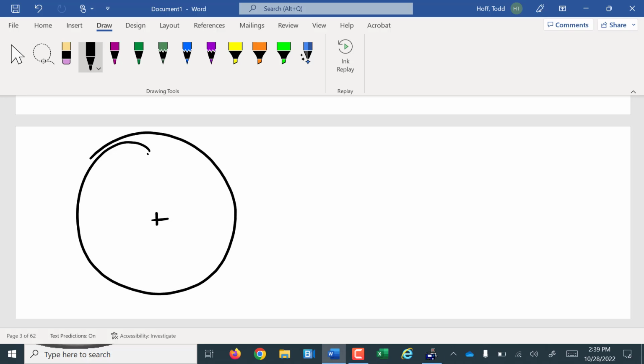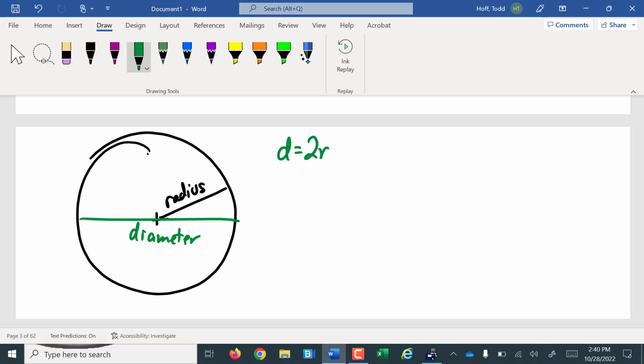Well, for a circle, there's only one really defining characteristic. That's the radius. Everything else about the circle can be found from the radius. Like the diameter is just twice the radius, right? So diameter equals 2 times the radius.